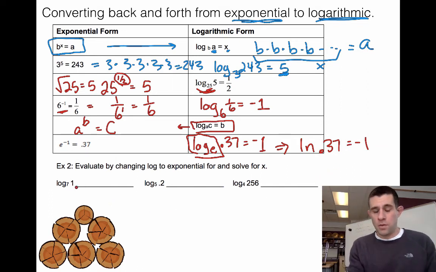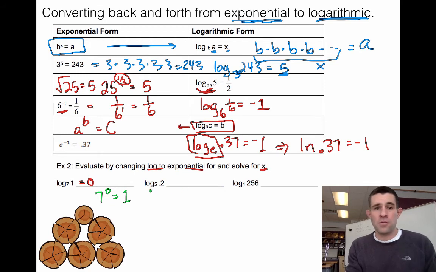All right, in our next few examples here, it's asking us to change from logarithmic to exponential form and then solve. So let's start off. Log base 7 of 1. So what power do I raise 7 to in order to get 1? Well, I know any number raised to the 0 power will generate 1. So now let's convert it here to my exponential form. So 7 to the 0 is equal to 1.